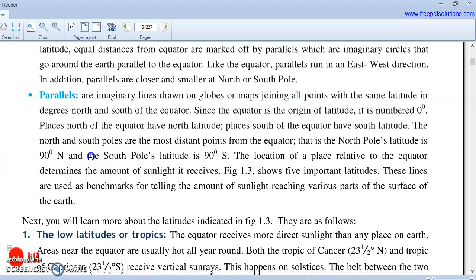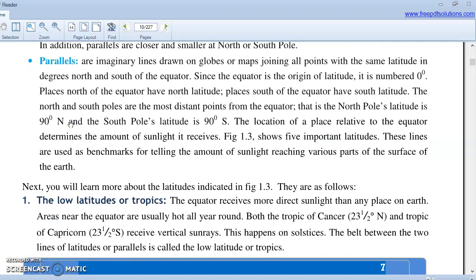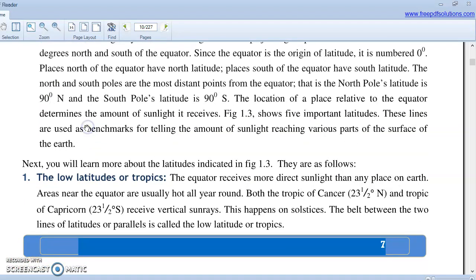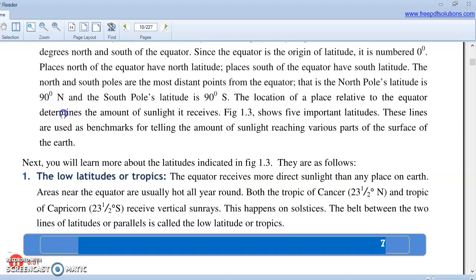When measuring in terms of latitude, the location of a place relative to the equator determines the amount of sunlight it receives. These lines are used as benchmarks for telling the amount of sunlight reaching various parts of the Earth's surface.